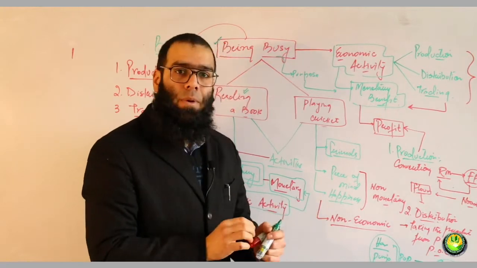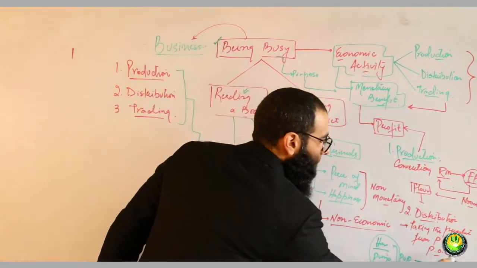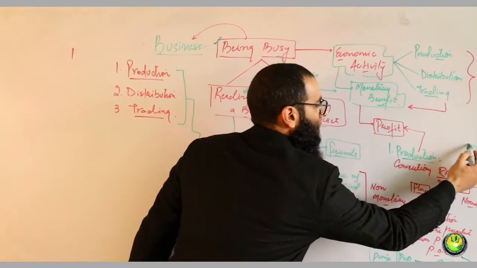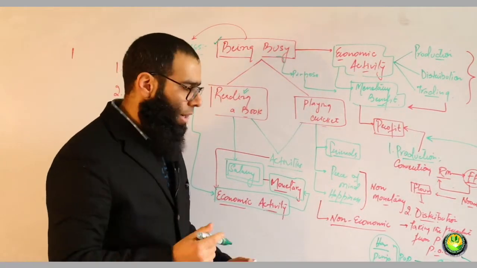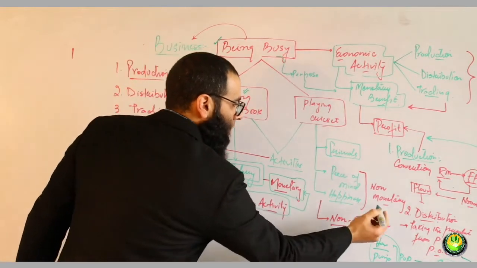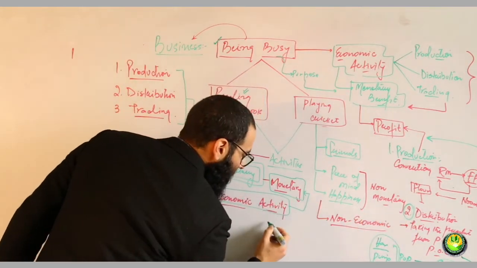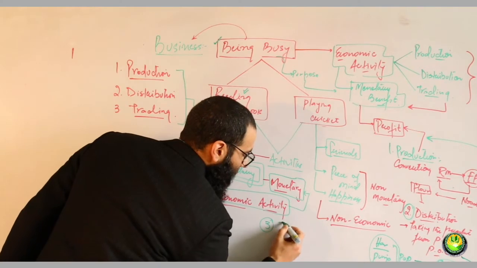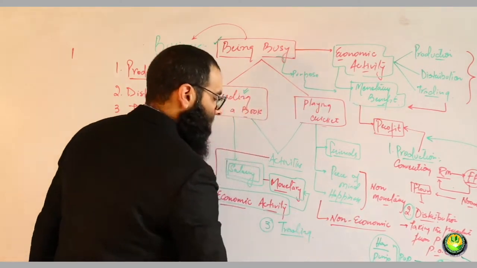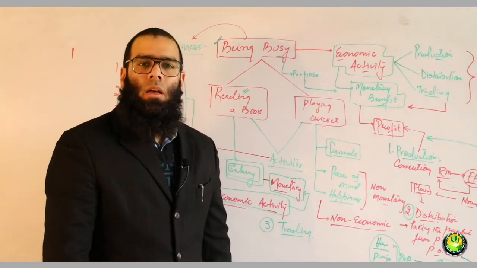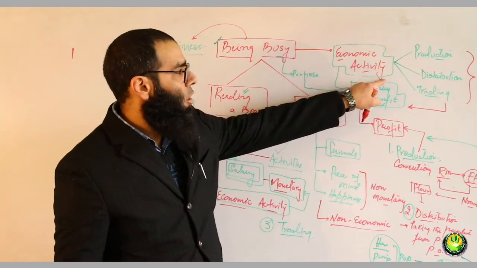Again, the purpose of distribution shall be to earn profit because it's an economic activity. This was the second economic activity. Then we come to the third economic activity, that is trading. Trading, again, is an economic activity.